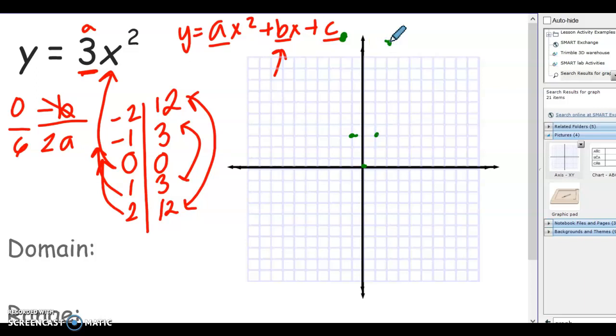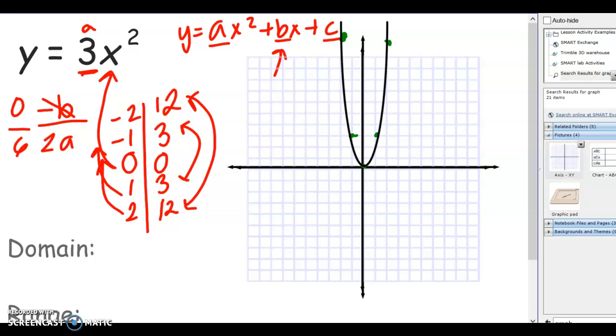Now, when you graph this, the line that you are actually creating is going to be a parabola, and you want to try to hit the best that you can all three of those points. Yes, I have a tool, I can do that, but you're going to try to do the best you can. It should look like a U.